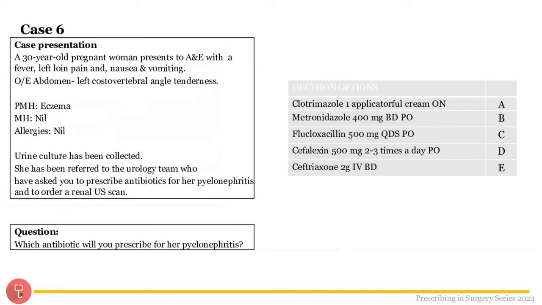So urine culture has been collected, and she's been referred to the urology team, who have asked you to prescribe antibiotics for her pyelonephritis and to order a renal ultrasound scan. So the question for this case is, which antibiotic will you prescribe for her pyelonephritis? And I'll just release the questions into chat.